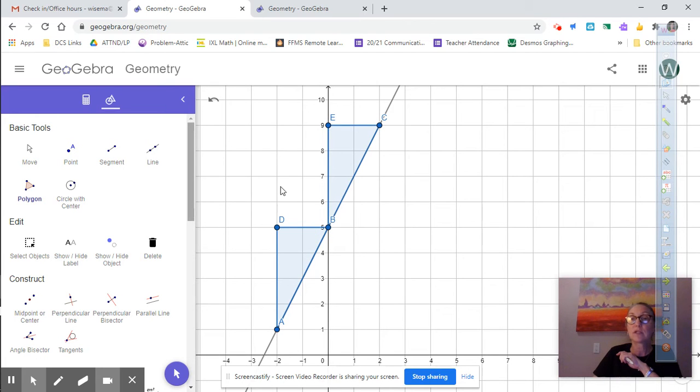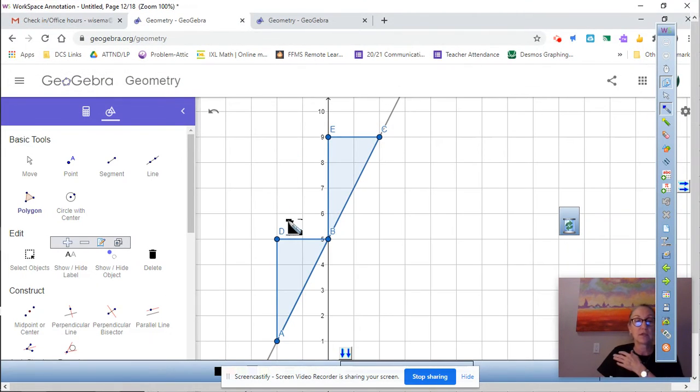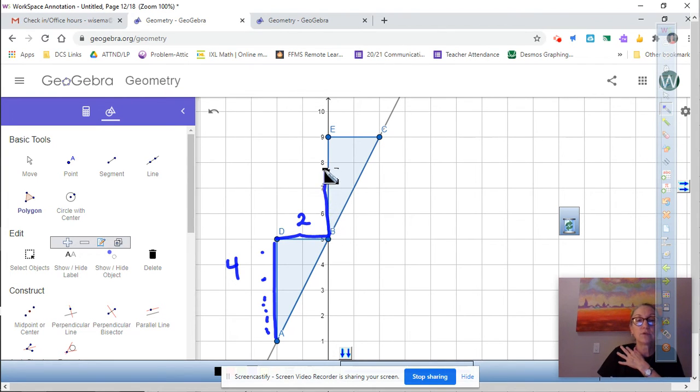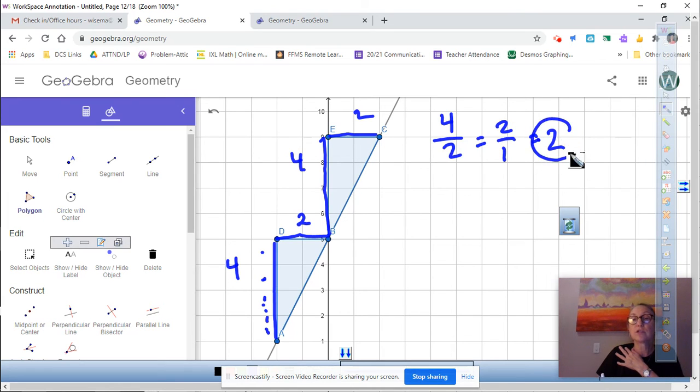All right, so let's figure out what slope is. My rise is 1, 2, 3, 4. My run is 1, 2. So my slope is a rise of 4 over 2, which reduces to 2 over 1, which is just a 2. My slope is 2.